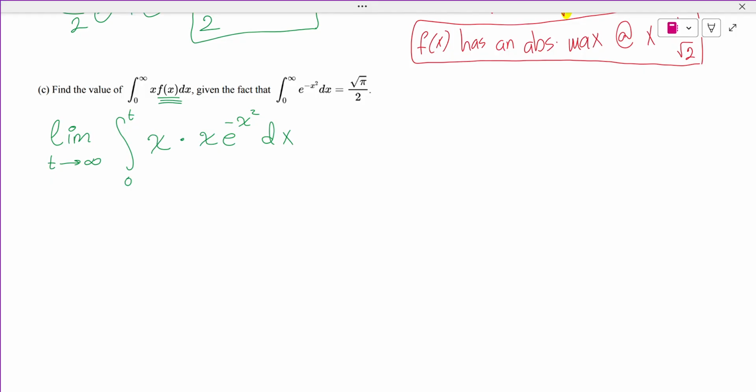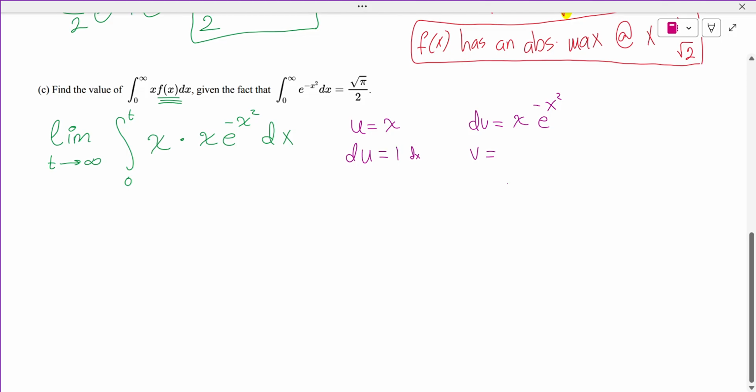Now, if you look at this type of integral, we cannot use u substitution here because x will not get cancelled. So we can use integration by parts here. Integration by parts is done using u, du, dv, and then v. So we will let u equals x, and du will be 1 dx, okay? And dv will be x times e to the power of minus x squared.